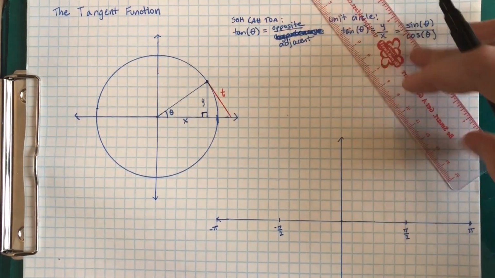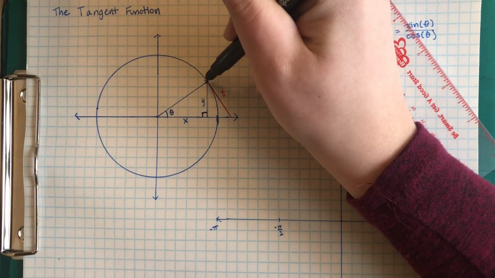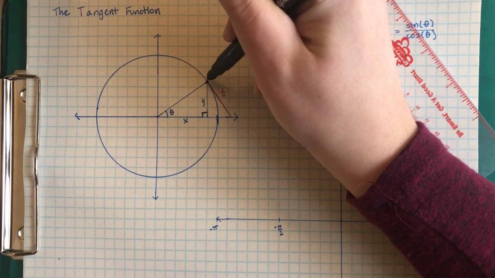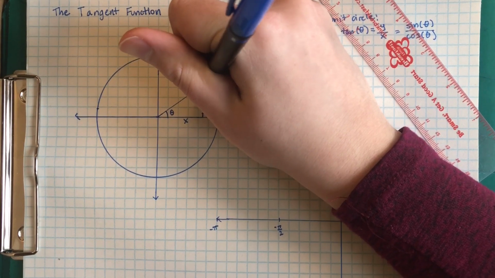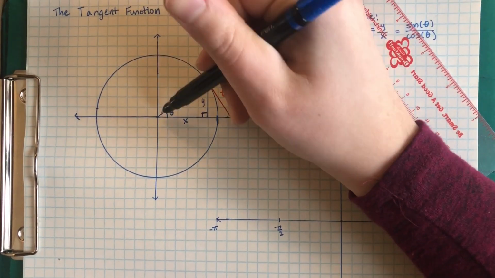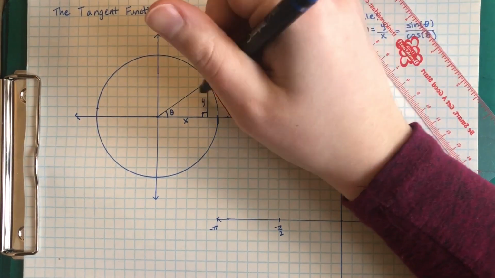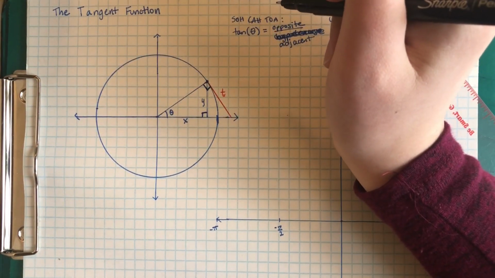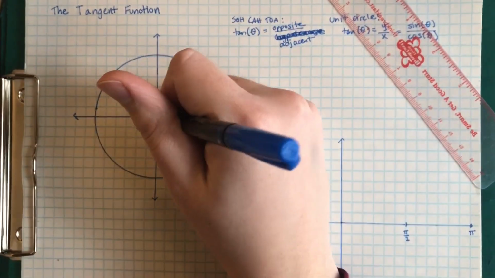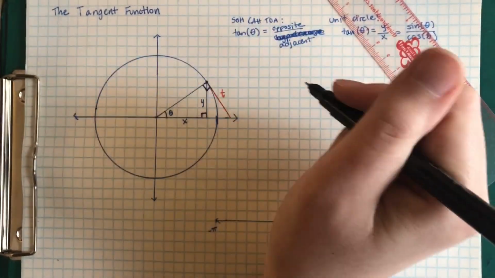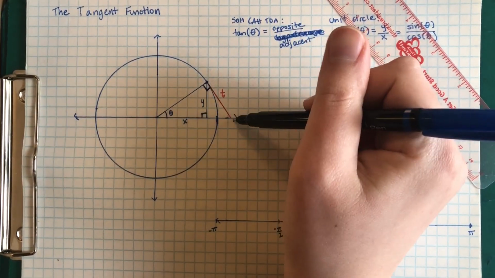You might remember from geometry that this line segment is a radius of the circle. This is a tangent segment. These two are always perpendicular to each other. So this line and this line also form a right angle. So when we think about this triangle in here, we can also think about this slightly bigger triangle.